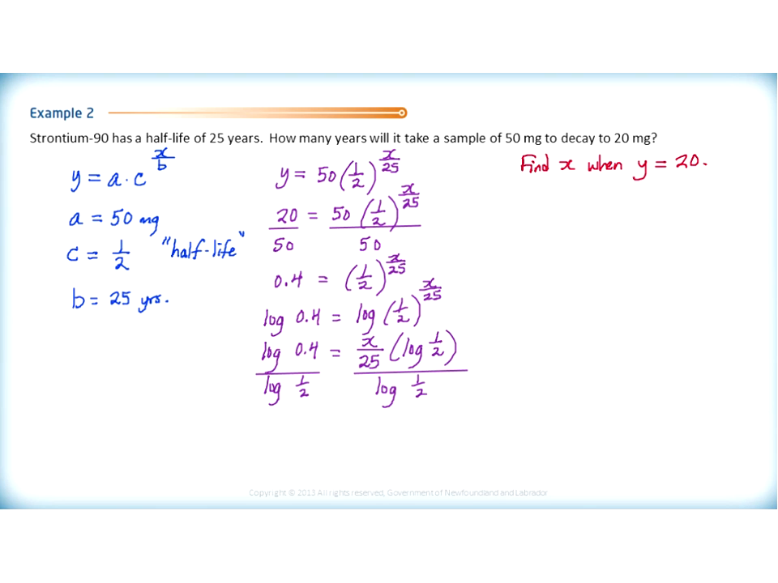And the left-hand side simplifies to be 1.3219 is approximately equal to x over 25. Cross-multiplying, we get the value of x to approximately equal 33 years. So as a conclusion then, it takes approximately 33 years for a 50 milligram sample of strontium-90 to decay to 20 milligrams.